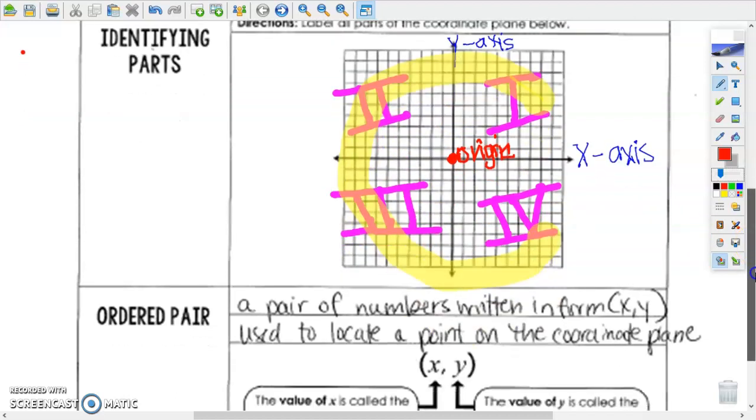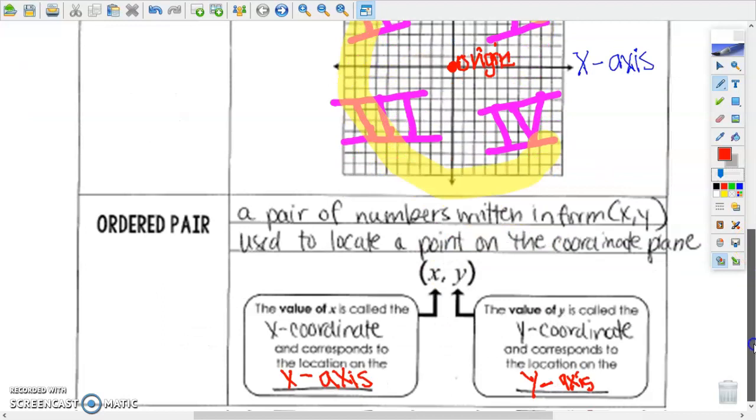All right, an ordered pair is a pair of numbers written in the (x, y) form with those parentheses outside. That's what the ordered pair looks like. And we plot these points on a coordinate plane. So the x-coordinate is also called the input, and the y-coordinate is the output.